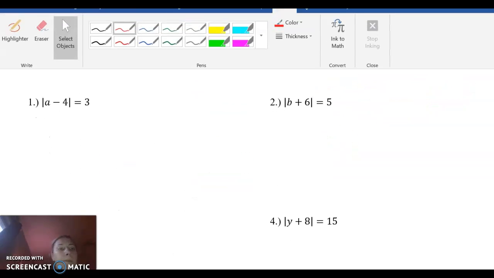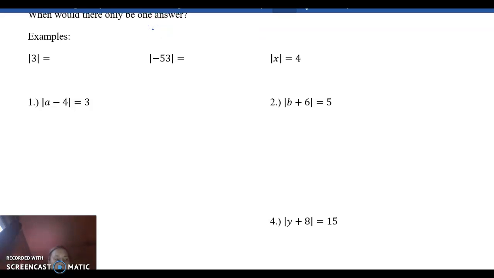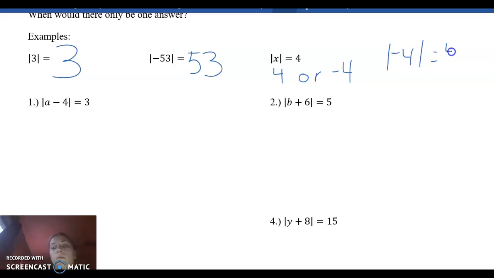All right, number 1. The absolute value of 3. So the distance 3 is from 0 is 3. The absolute value of -53 is 53. It's 53, the distance is 53 from 0. The absolute value of x is equal to 4. That one, our answer is 4, or it could be -4, because if we had x equal to -4, it equals 4, because our distance from 0 is still 4, even though it's negative spaces.